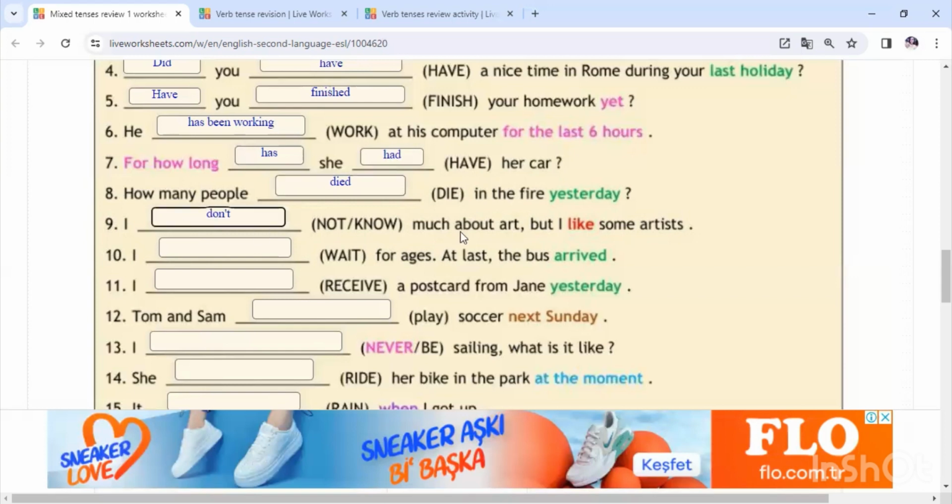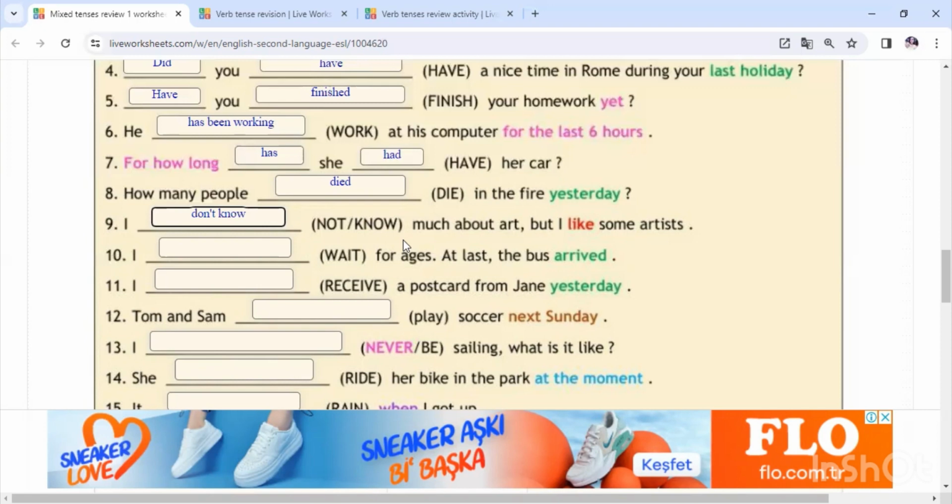Because this is the clue. You can see like, this is present simple. And also you have no. Already it is a generalization and it is a stative verb. You cannot use it with continuous tenses already. Okay? Okay. Translate it, please. Sanatı çok fazla bilmiyorum ama artistleri seviyorum. Okay.